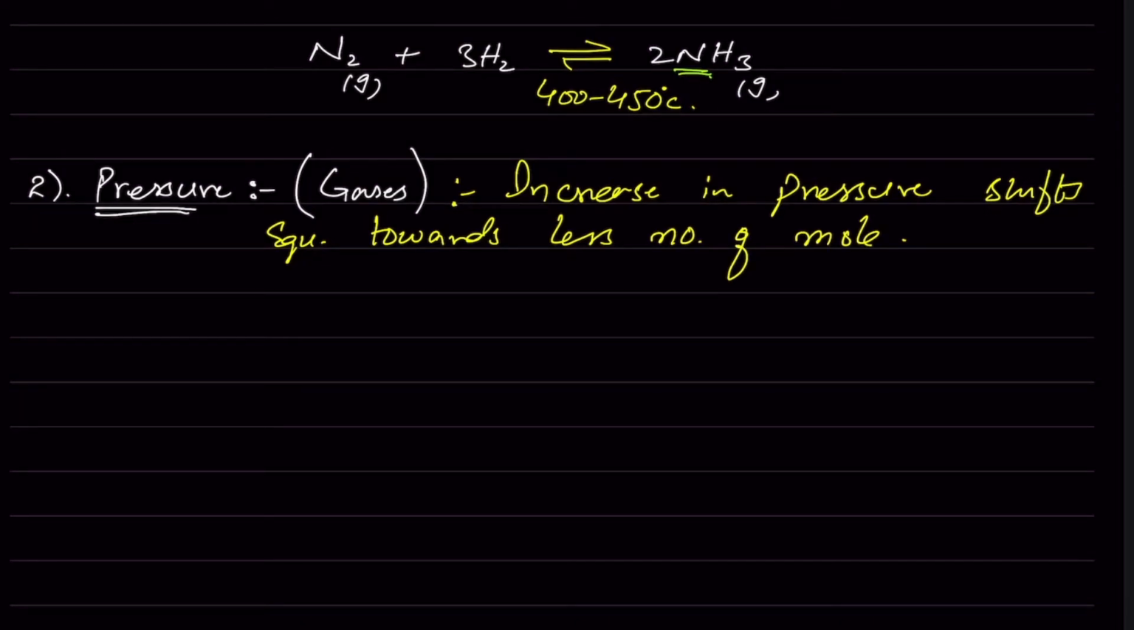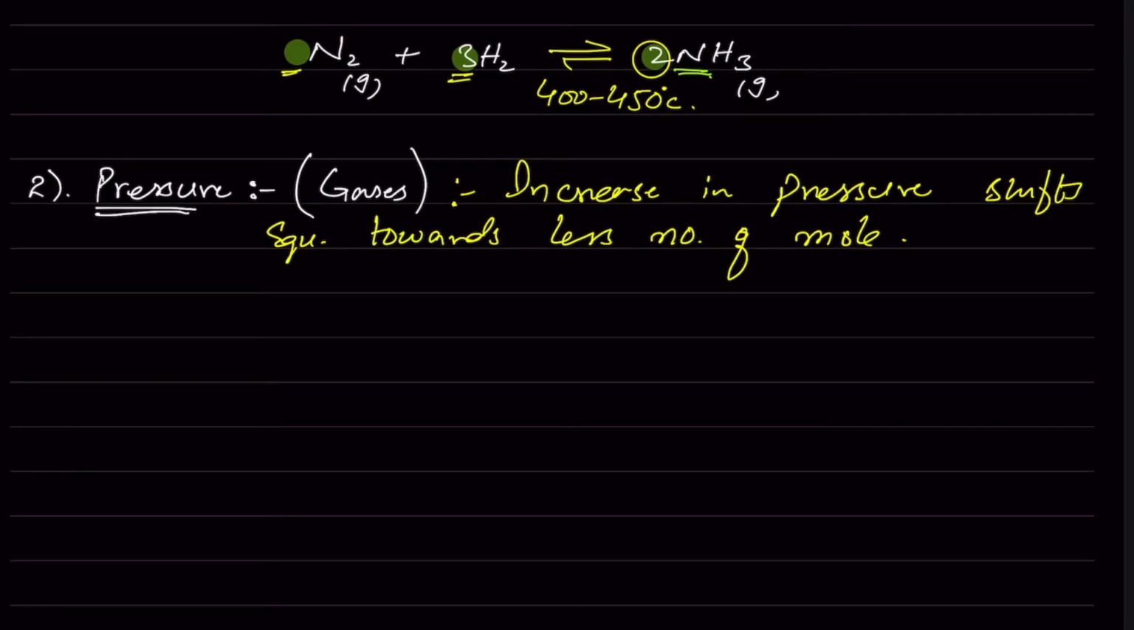For example, here you have a reaction. This is the reactant side. On the reactant side, there are 4 moles. The number of moles you get from the balanced chemical equation. There is 3H2 and 1 nitrogen, so 1 and 3, 4 moles on the reactant side. But on the product side, there are 2 moles. So on the product side there are fewer moles, but on the reactant side there are 3 and 1, 4 moles.